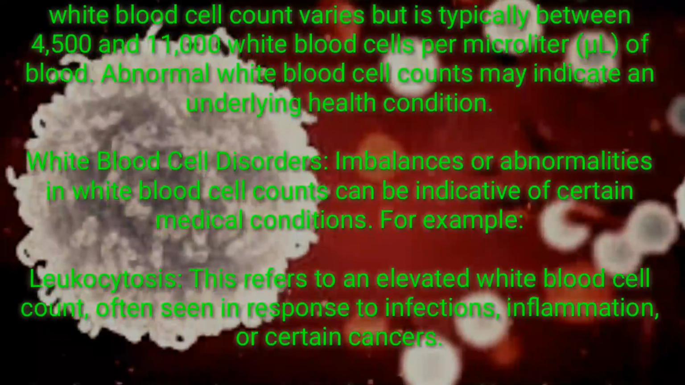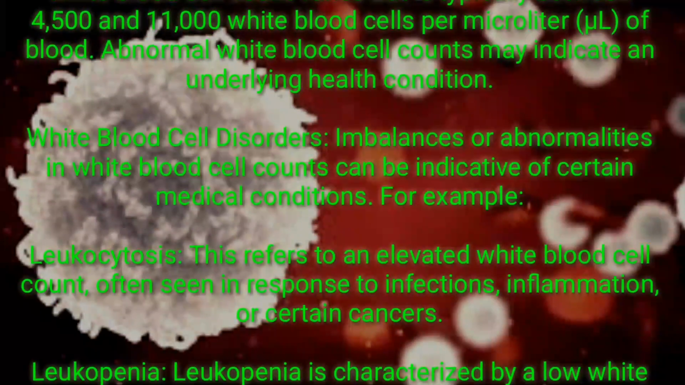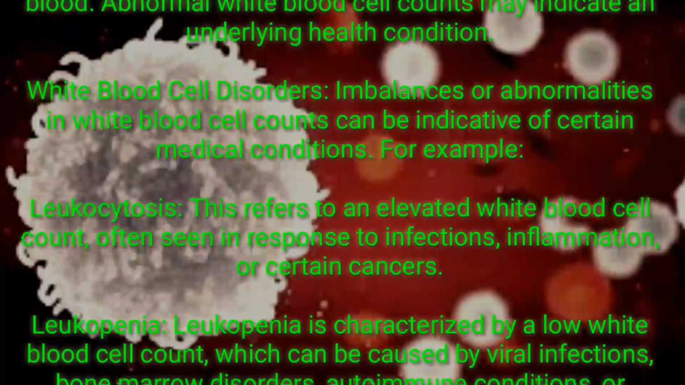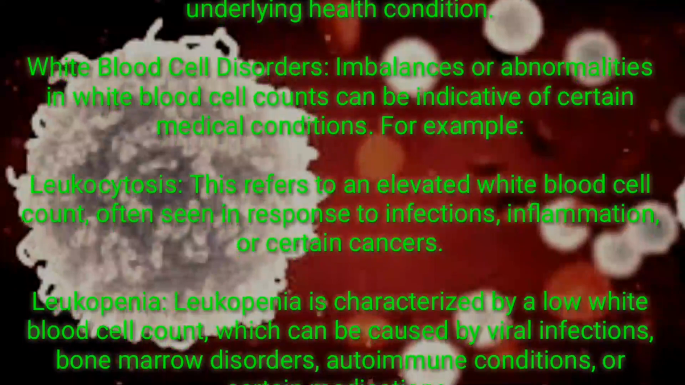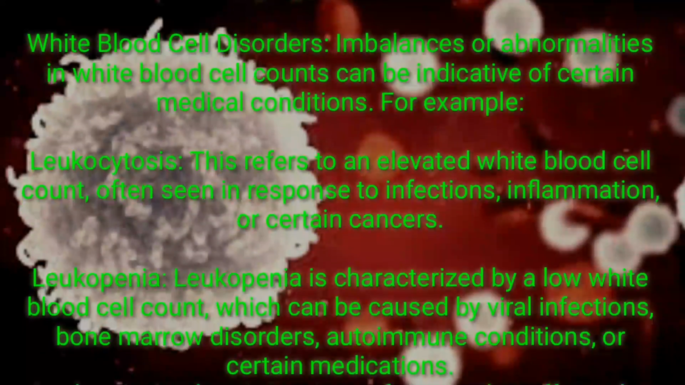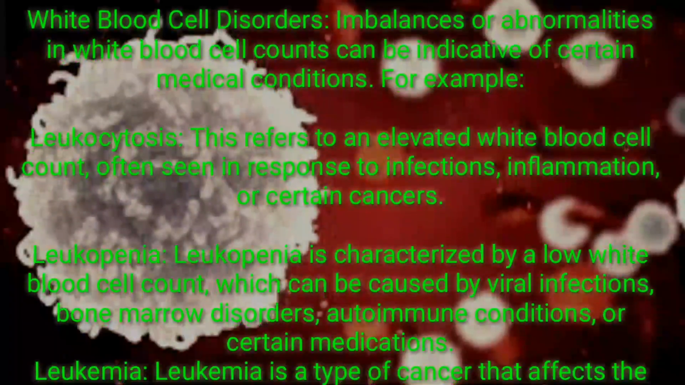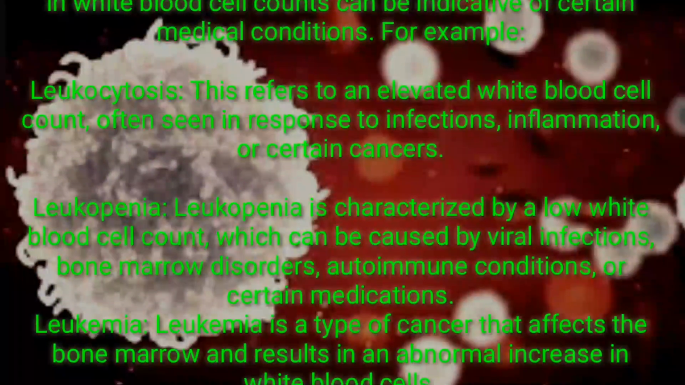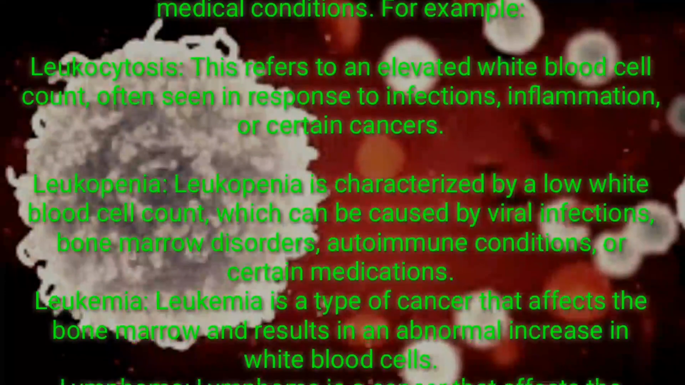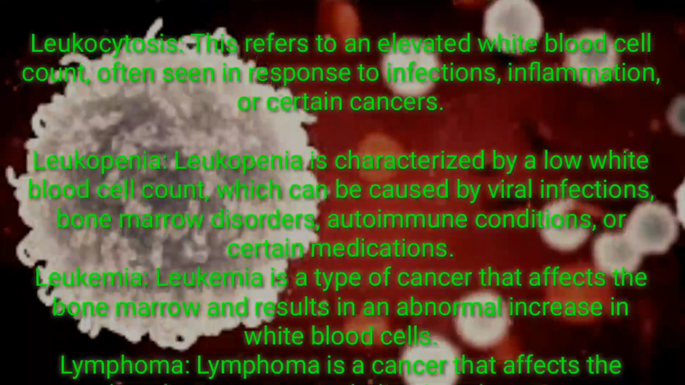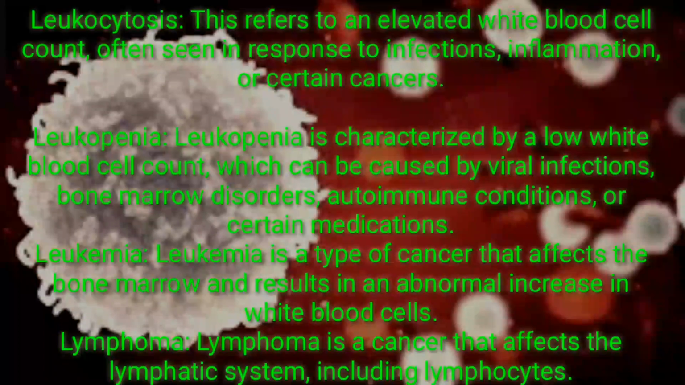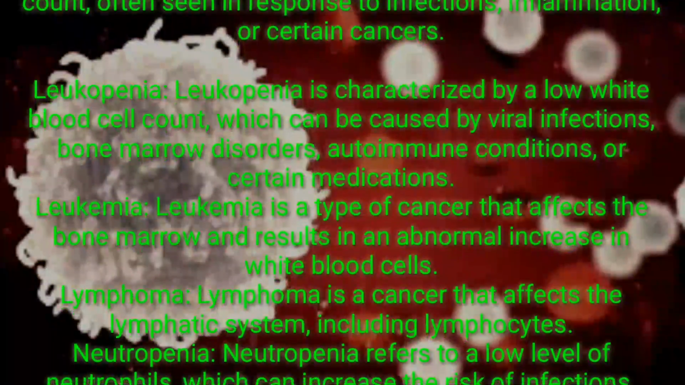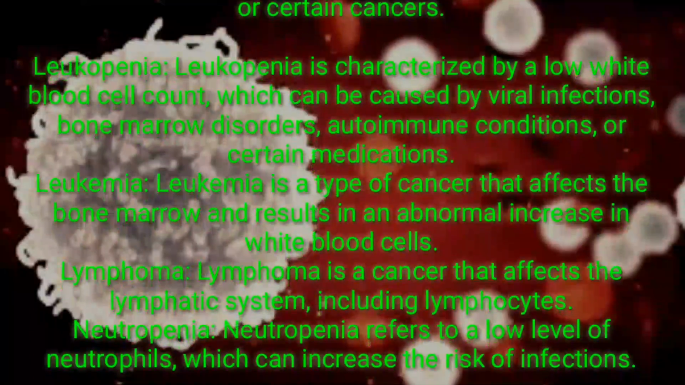White blood cell disorders. Imbalances or abnormalities in white blood cell count can be indicative of certain medical conditions. For example, leukocytosis refers to an elevated white blood cell count, often seen in response to infection, inflammation, or certain cancers. Leukopenia is characterized by a low white blood cell count, which can be caused by viral infection, bone marrow disorder, autoimmune condition, or certain medications.